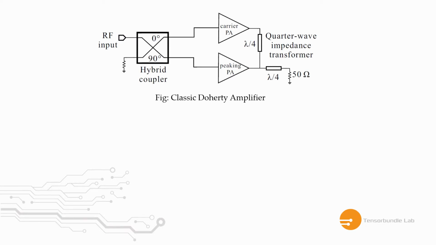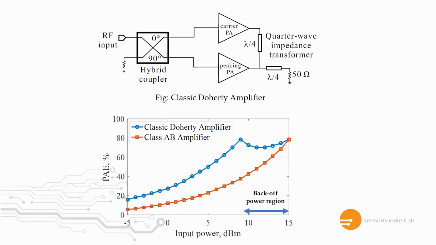And normally the class A, B or normal PA are efficient at the saturated power. I mean, they can deliver high efficiency at the maximum power, but not in the backup power region. But Doherty is quite opposite, and that's why Doherty is very popular in base station applications and also mobile handset applications, because most of the time our devices operate in the output backup power region, not in the maximum power region. And that's why Doherty is very important.